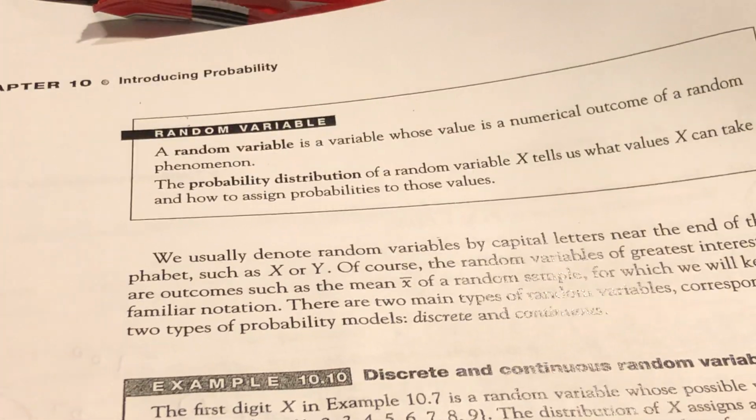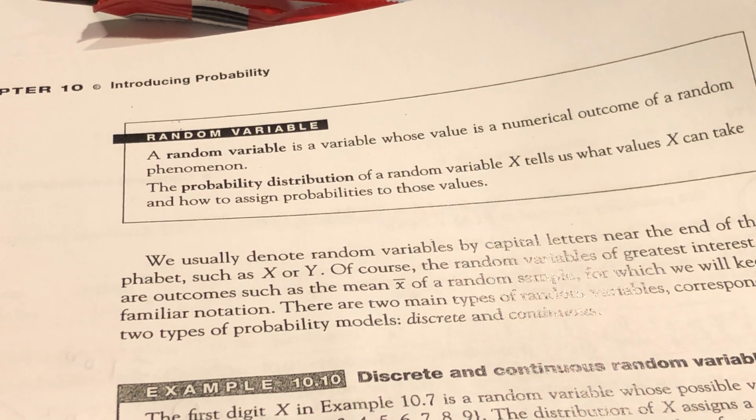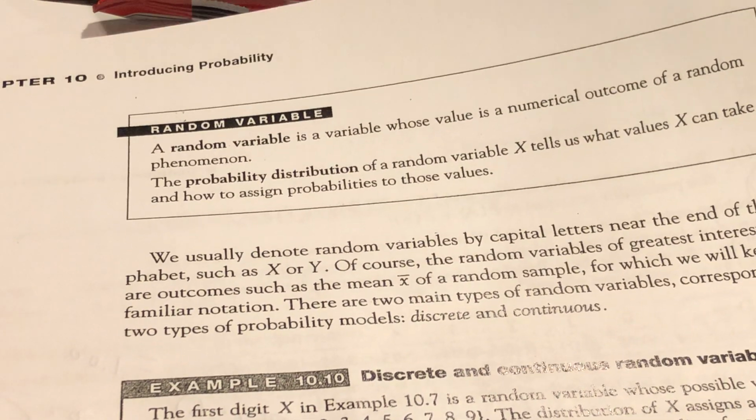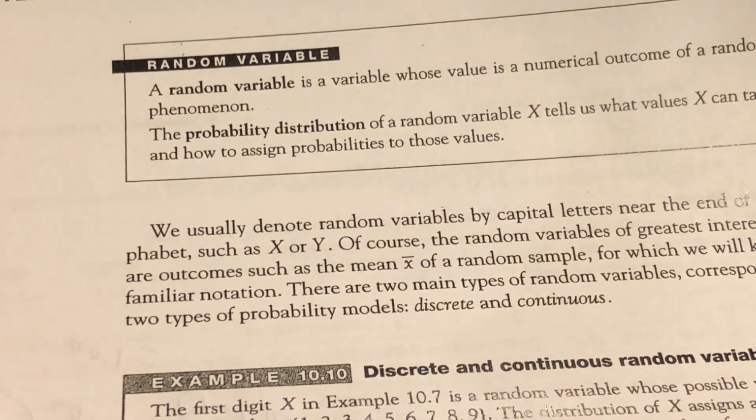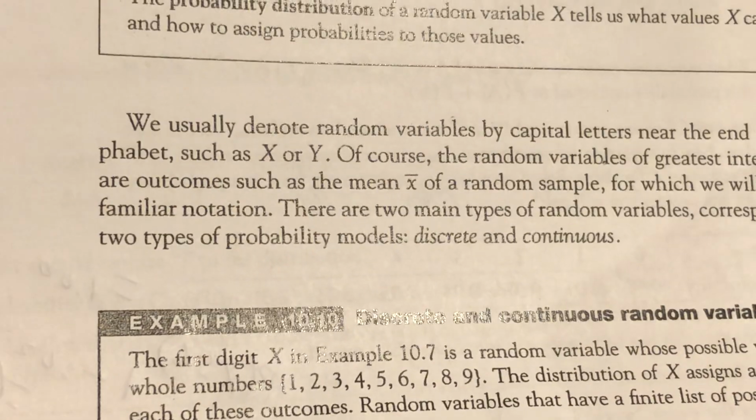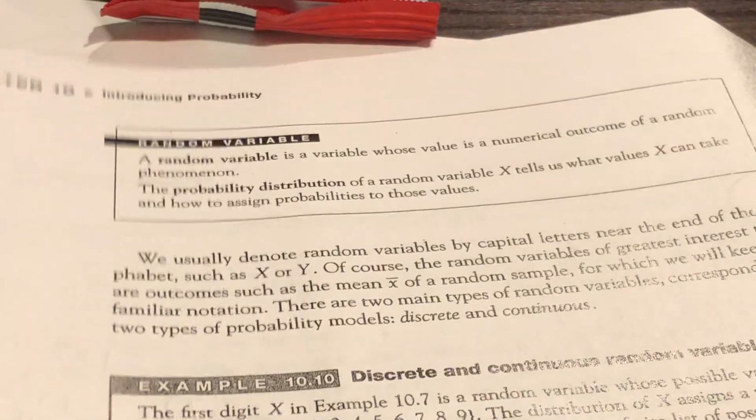A random variable is a variable whose value is a numerical outcome of a random phenomenon. The probability distribution of a random variable x tells us what values x can take on and how to assign probabilities to those values. All right.